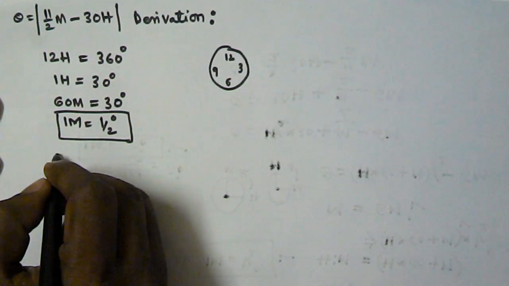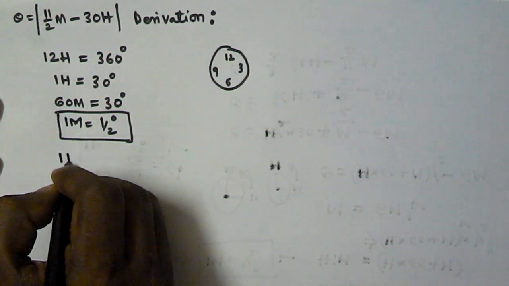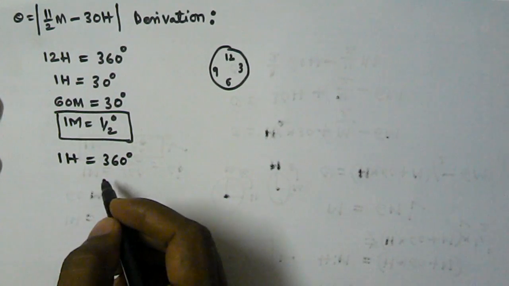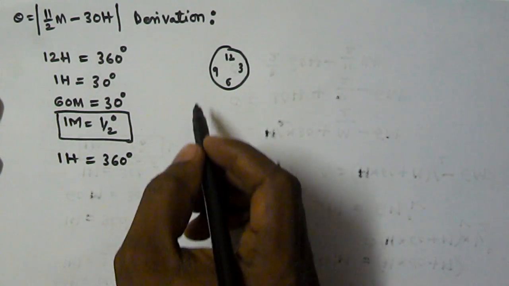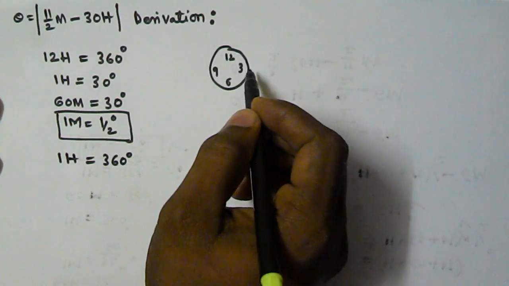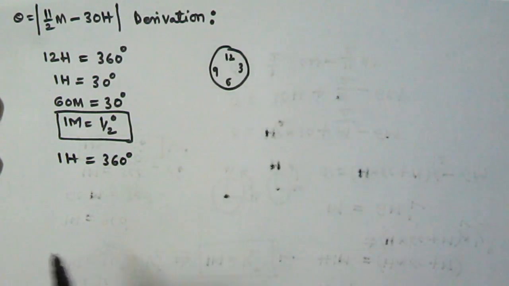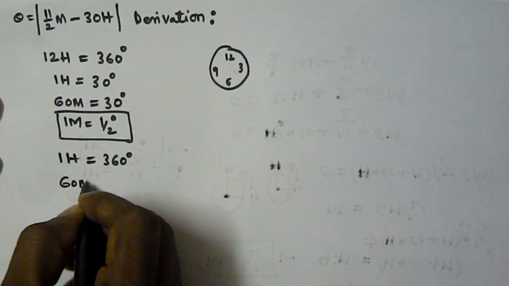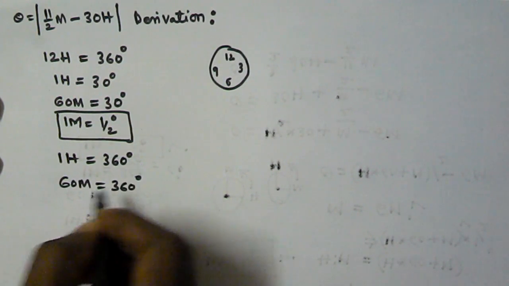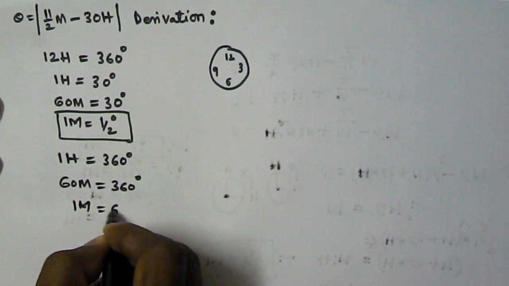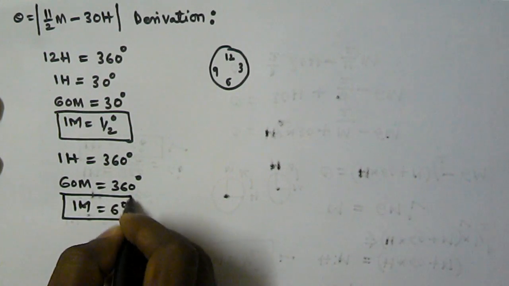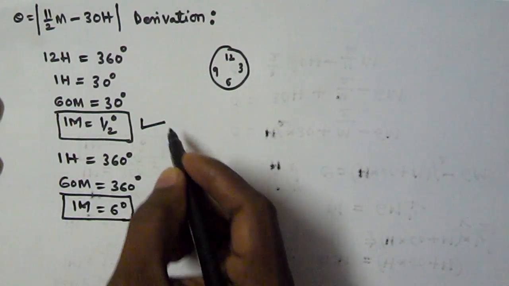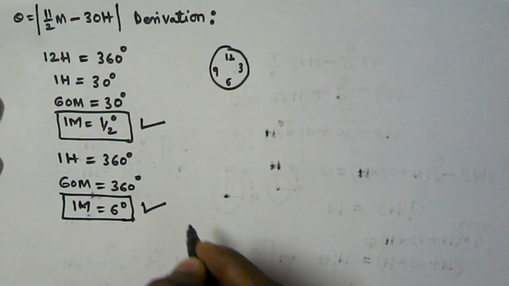So in the case of the minute hand, 1 hour is equal to 360 degrees. Why am I taking 1 hour equal to 360 degrees? Because the minute hand will travel the whole clock, one round, in 1 hour. So 1 hour, that is 60 minutes, is equal to 360 degrees. That means 1 minute is equal to 6 degrees. This is the angle covered by the minute hand. So the hour hand will cover 1 by 2 degree in 1 minute, and the minute hand will cover 6 degrees in 1 minute.